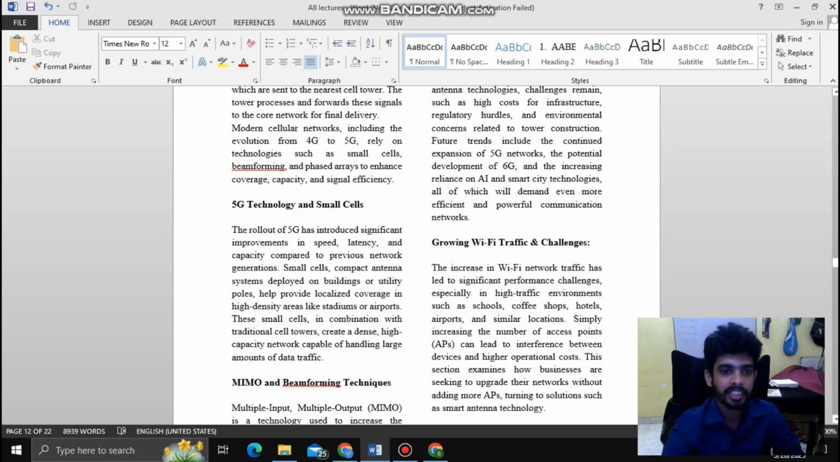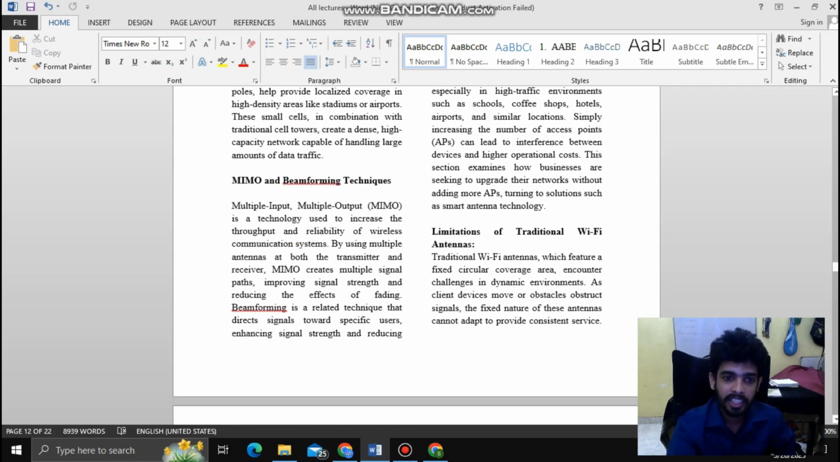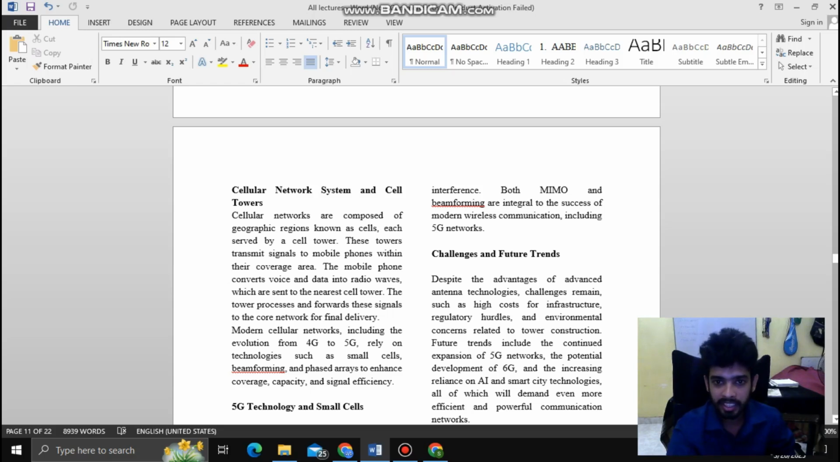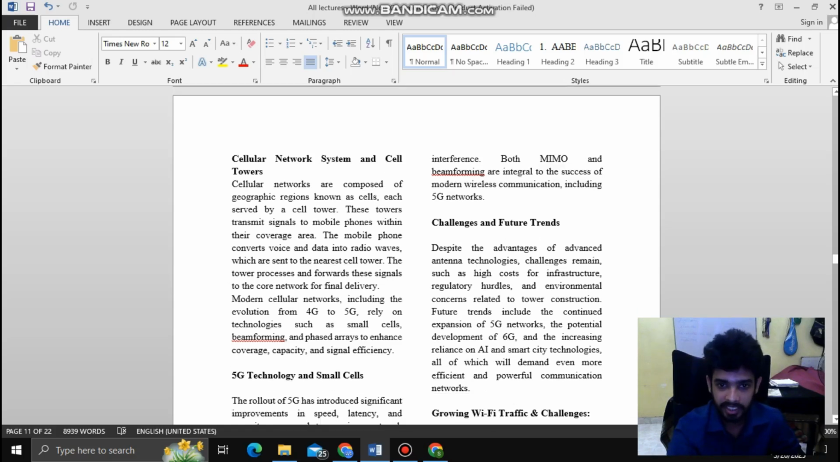If we come to 5G technology and smart cells, it has made improvements in latency, speed, and capacity. Capacity is high, speed is high. Then another major topic here is MIMO, multiple input multiple output, and beamforming. Beamforming is a technique that directs the signal towards a specific user, enhancing signal strength and reducing interference. Both MIMO and beamforming are integral to the success of modern communication.